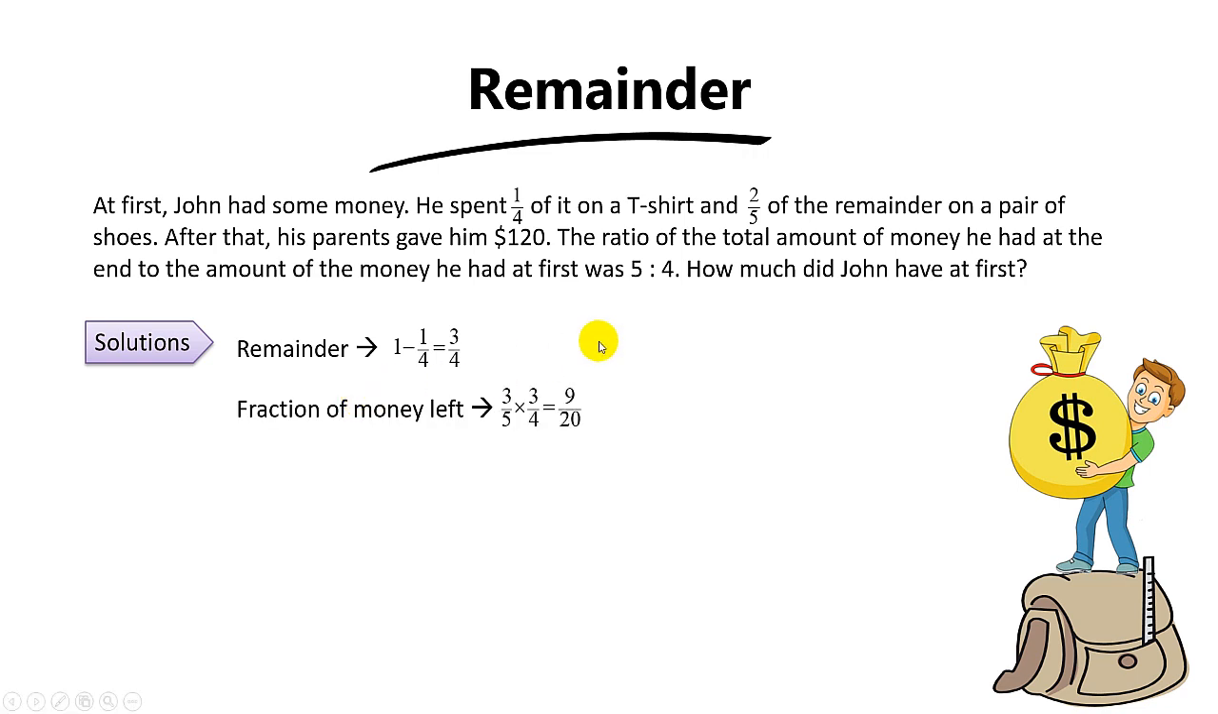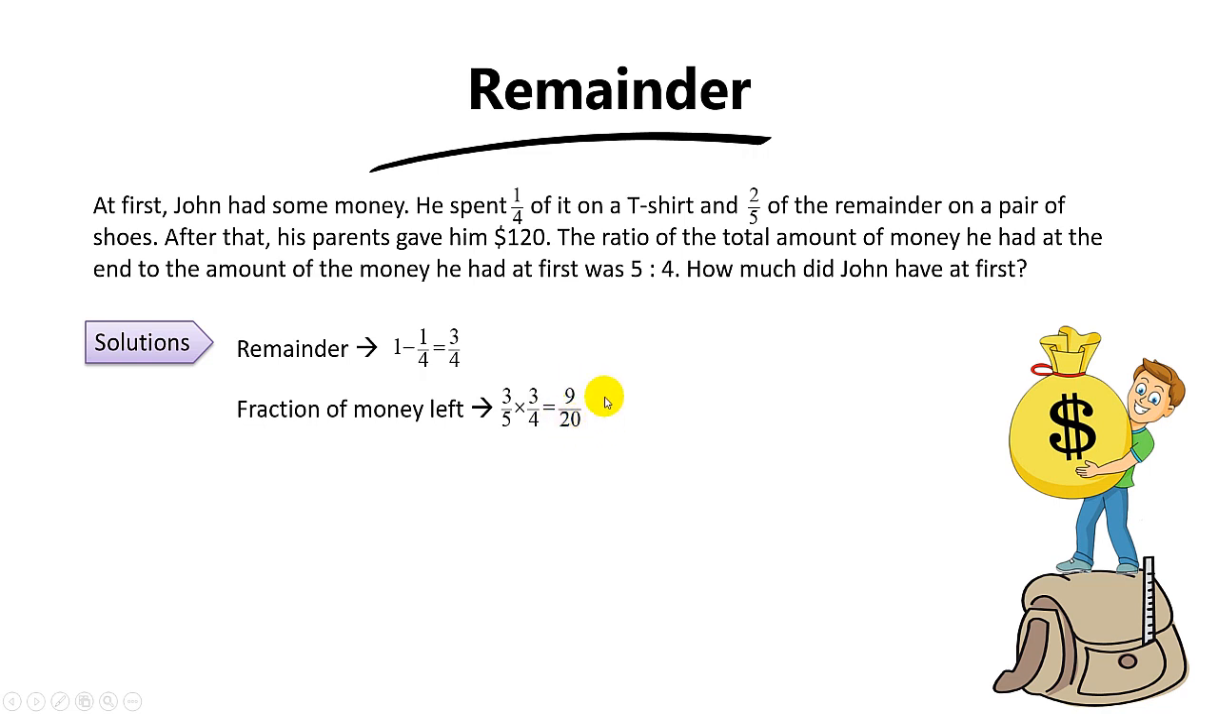The answer is, you have to take 3/5. Why 3/5? Because 1 whole minus 2/5 gives you 3/5. You take 3/5 times 3/4, you get 9/20. Once again, why do we do that? Because if he spent 2/5 of the remainder, he will have 3/5 of the remainder left, and 3/5 of the remainder means you take 3/5 times the remainder. So 3/5 times 3/4 gives 9/20. In other words, after spending on the shoes, he has 9/20 of his money left.